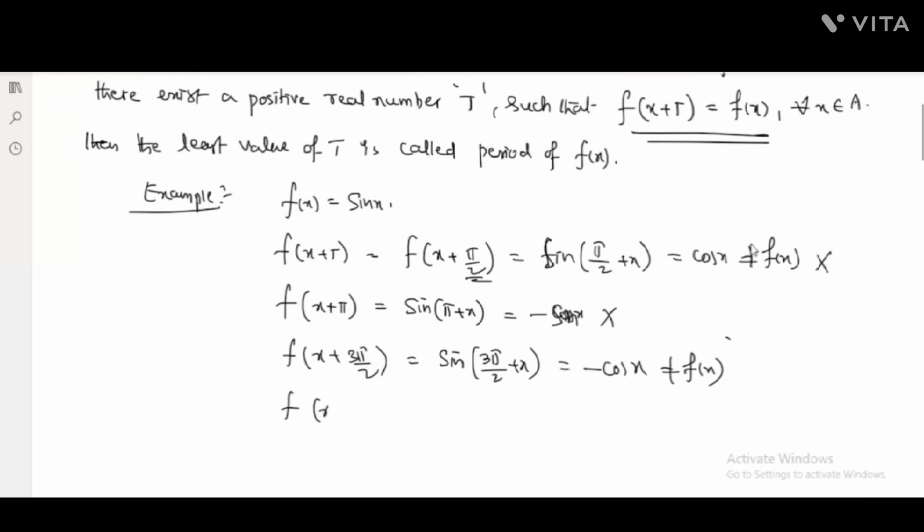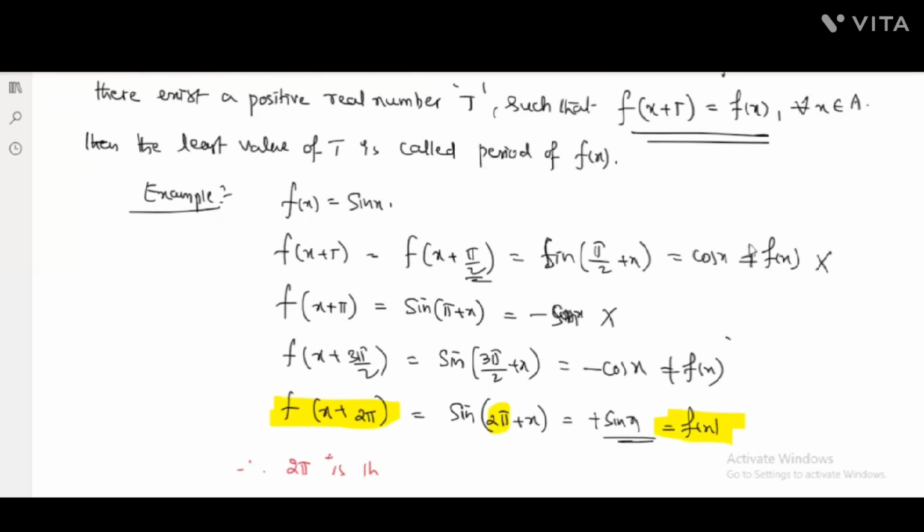When I replace T with 2 pi, f of x plus 2 pi is sine of 2 pi plus x, which is equal to plus sin x, because this is in the first quadrant. So we got f of x. This is the least value of T where f of x plus T becomes f of x again. Therefore, we can say 2 pi is the period of f of x equal to sin x. This is the way.